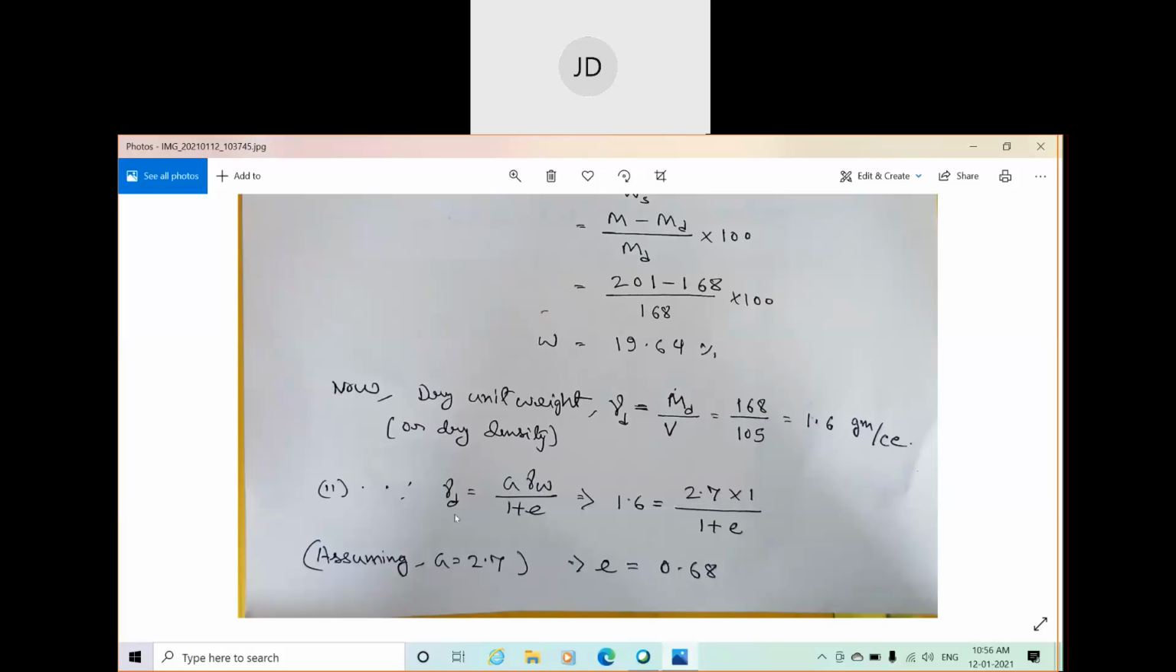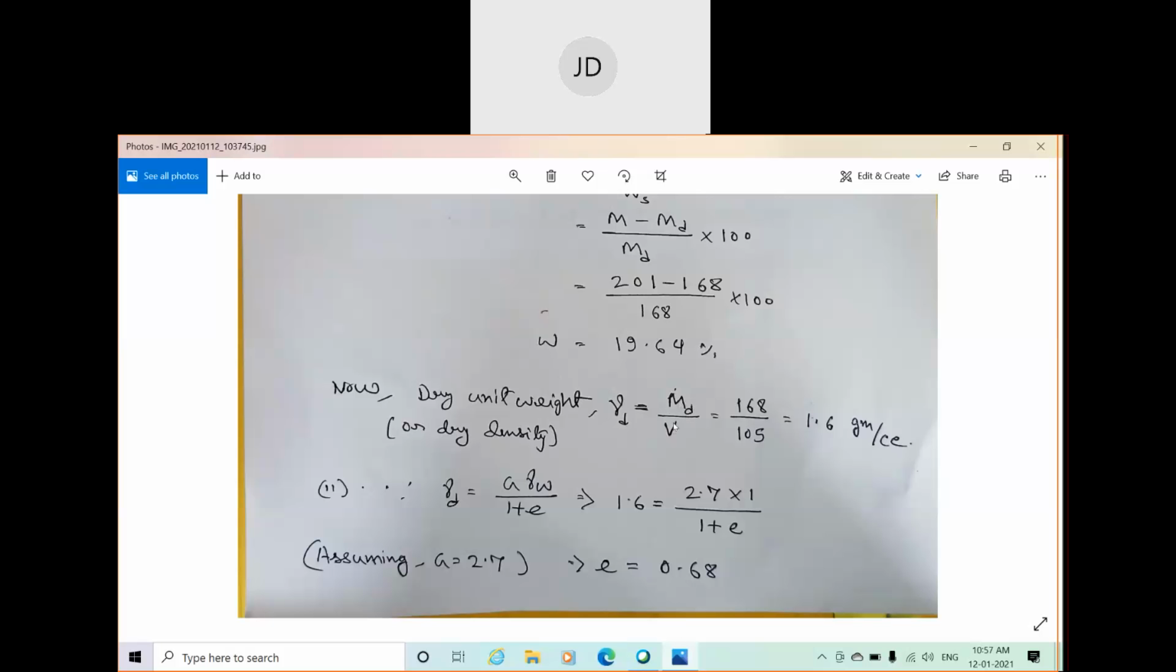You need to find out void ratio, but this is also unknown for now. That requires the dry density of soil or dry unit weight of soil. So first you need to find out the dry density of soil. How can you find out dry unit weight of soil? Using this general formula. By the definition, dry density or dry unit weight is the ratio of dry mass by total volume, or dry weight by total volume.